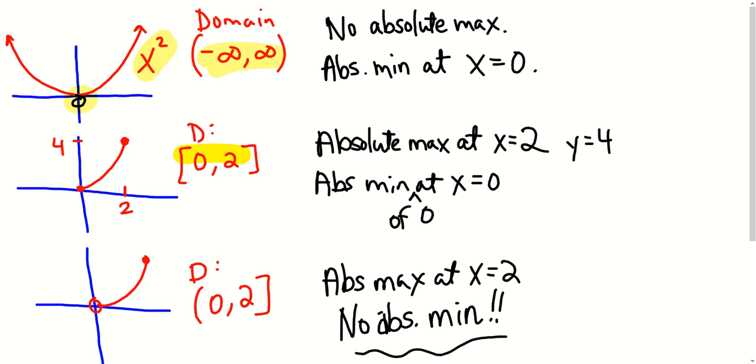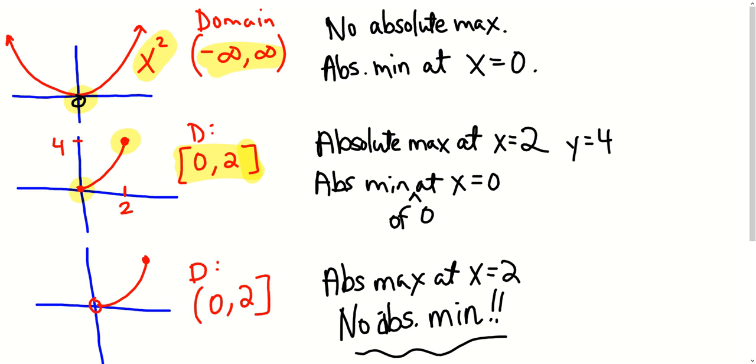Sometimes you have graphs with a restricted domain. So same graph here, x squared, but the domain goes from 0 to 2, inclusive. So remember what those brackets mean. Those square brackets mean you're including that endpoint. And we have an absolute maximum now at (2, 4), and we have a minimum at (0, 0). So then you can have both.